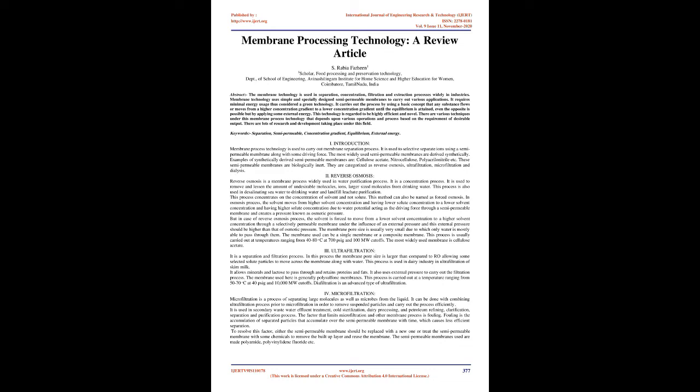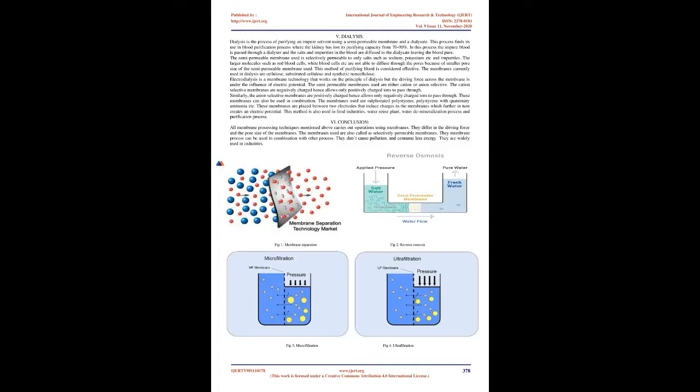In the osmosis process, the solvent moves from a higher solvent concentration, having lower solute concentration, to a lower solvent concentration, having higher solute concentration, due to water potential acting as the driving force through a semi-permeable membrane, and creates a pressure known as osmotic pressure. But in reverse osmosis, the solvent is forced to move from a lower solvent concentration to a higher solvent concentration through a selectively permeable membrane under the influence of an external pressure, and this external pressure should be higher than the osmotic pressure.